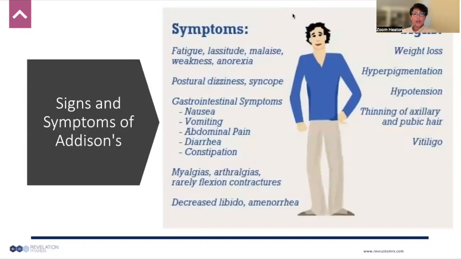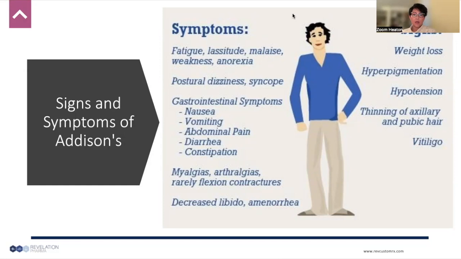So some symptoms of Addison's disease: we have weight loss, hyperpigmentation, hypotension, thinning of axillary and pubic hair. We have vitiligo, which is a chronic autoimmune condition that causes patches of skin to lose pigment or color. May have fatigue, lassitude, which is physical and mental exhaustion, malaise, weakness, anorexia, postural dizziness, syncope, GI symptoms of nausea and vomiting, abdominal pain, diarrhea, or constipation.